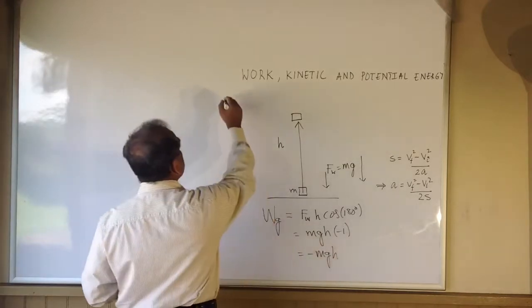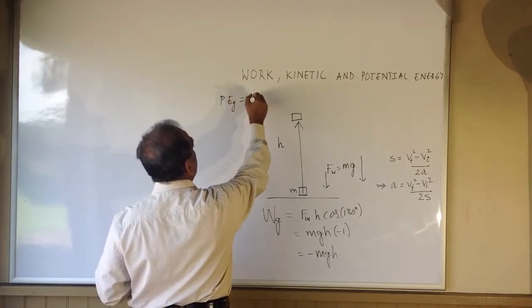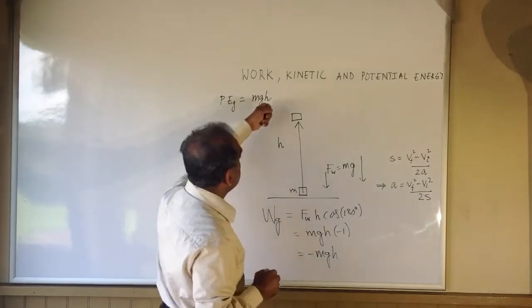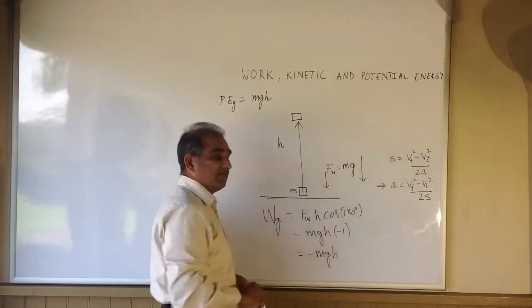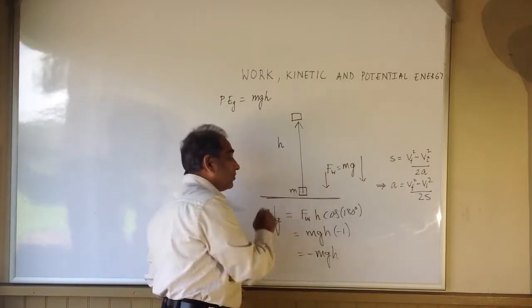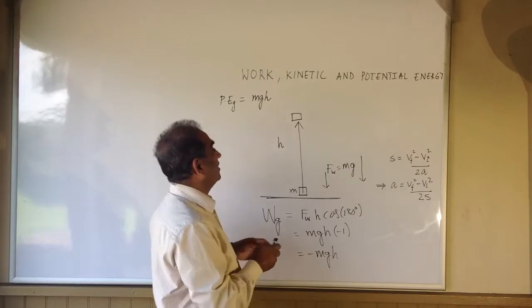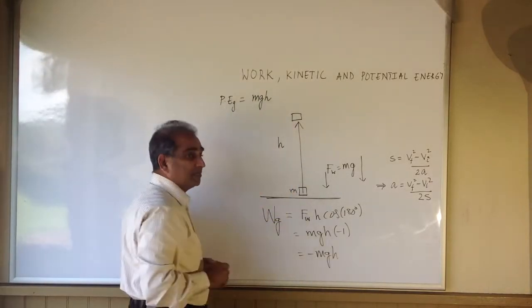So potential energy due to gravity is defined as mgh relative to the ground, where h is the height above the ground surface. At the ground, the potential energy is considered to be 0. So any particle at a height h has a potential energy mgh.